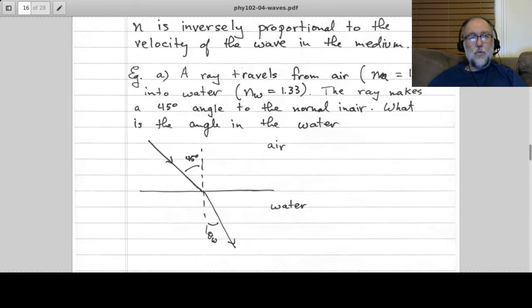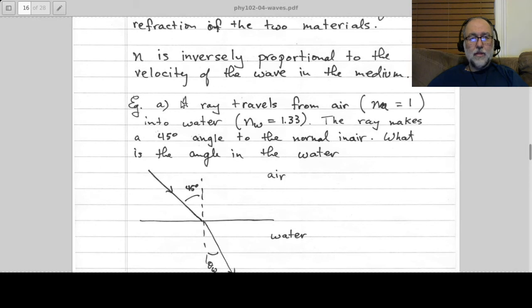Okay, so let's do a problem. We're ready to do a problem now, and so let's do it. A ray travels from air, and by the way, air has an index of refraction of 1. Not exactly, but it's very close. We'll just round it off to 1, okay? A ray travels from air, index of refraction 1, into water, okay?